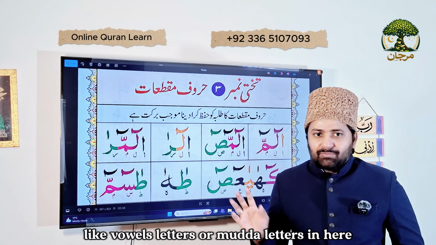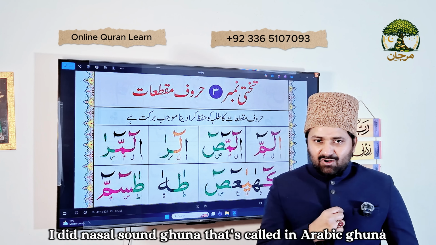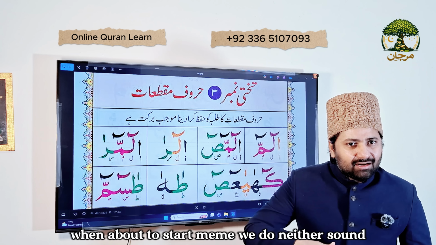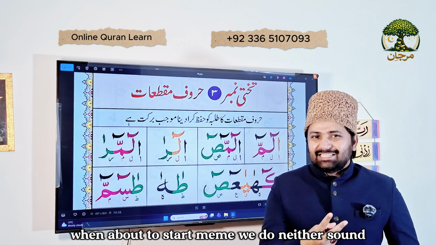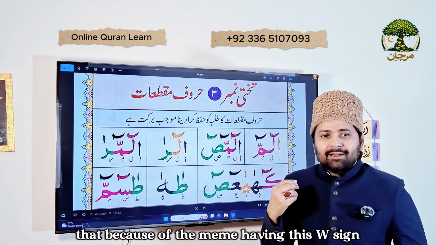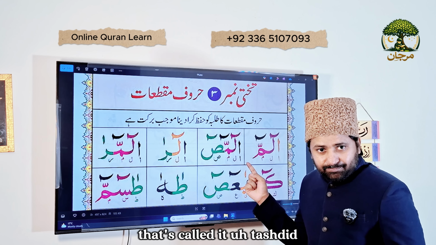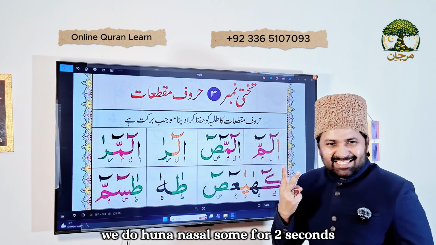Lam 6 seconds, Mim 6 seconds, and in between Lam and Mim I did a nasal sound, ghunna. That's called ghunna in Arabic, for 2 seconds. When Lam is ending and we are about to start Mim, we do a nasal sound, because the Mim has this W sign. Whenever Mim or Noon comes with the W sign, that's called tashdeed. We do ghunna, a nasal sound, for 2 seconds.